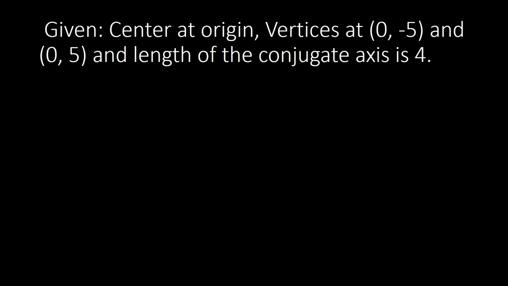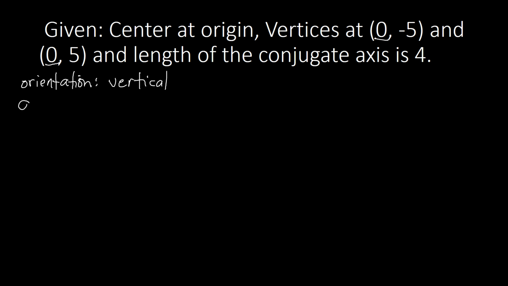We have here the given: a center at the origin, vertices at 0, negative 5, and 0, 5, and length of the conjugate axis is 4. So let's start with our orientation, because we have now the center is at origin. Orientation based on the vertices, we have the same value on x. So our different values are on y, so that should be vertical.